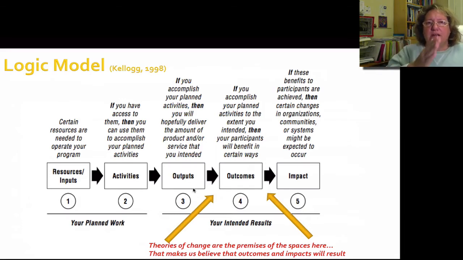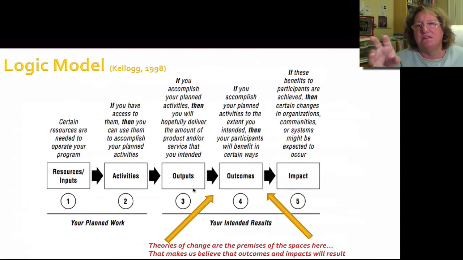And those, another way of saying it, are those sentences above. It's the if-then path. If we do this, then this will happen. If we do this, then this will happen. And if we've accomplished this, then the participants will benefit. For example, what I did want to draw your attention to are those gold arrows.